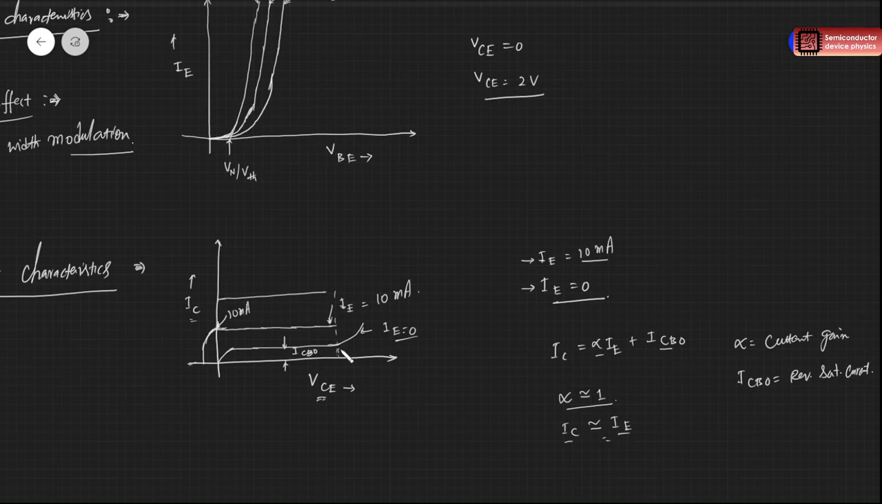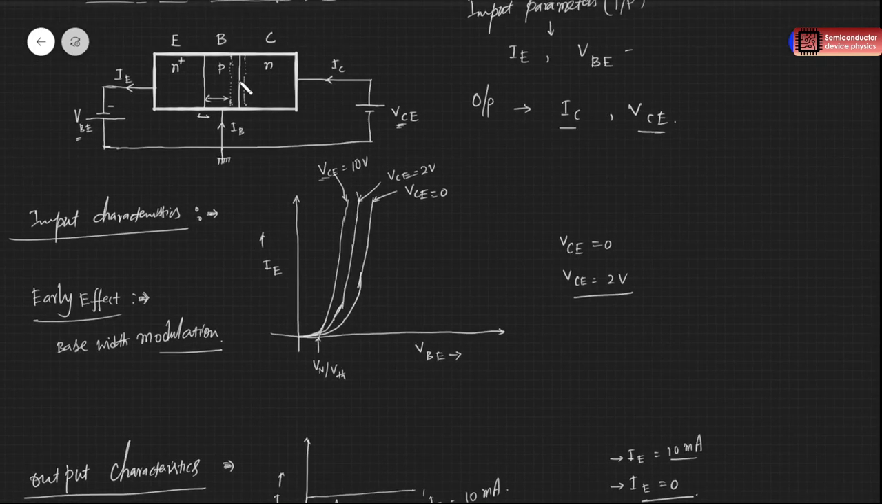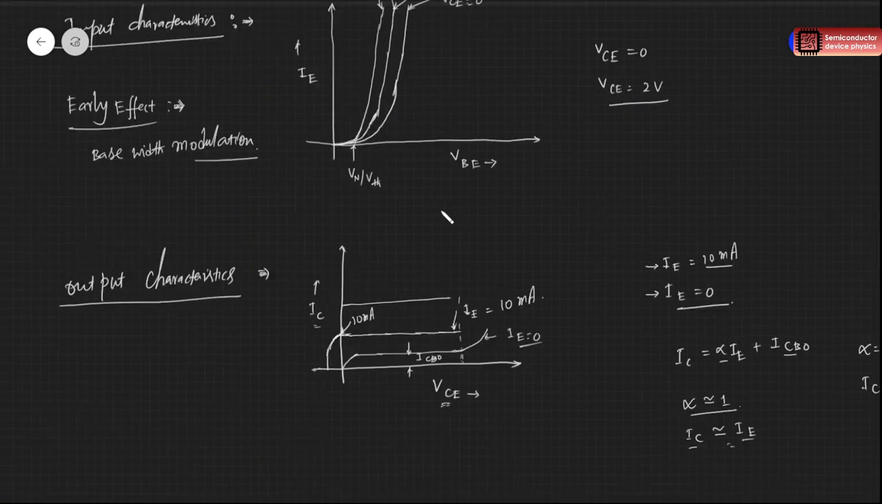If you apply an enormous or very huge reverse bias across the base-collector junction, this junction will break down, and there will be a huge collector current. So we are not crossing that limit. Let's say this curve is for IE equal to 20 milliamperes. So this cut also will be around 20 milliamperes.